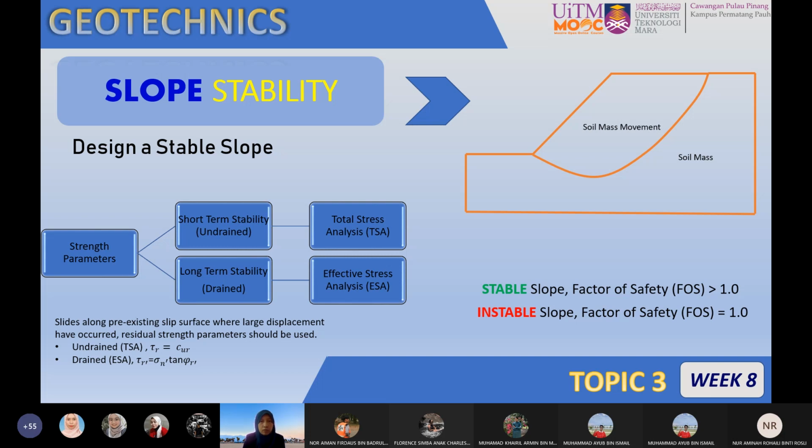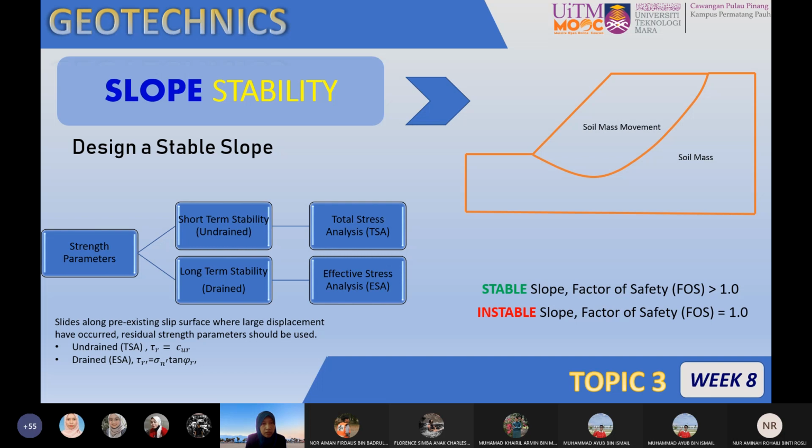We can consider a slope to be in stable conditions if you have a factor of safety equal to 1 or more than 1. If you have a factor of safety less than 1, then we can consider the slope unstable. And when dealing with slope design, the most important thing is to check the strength parameters.